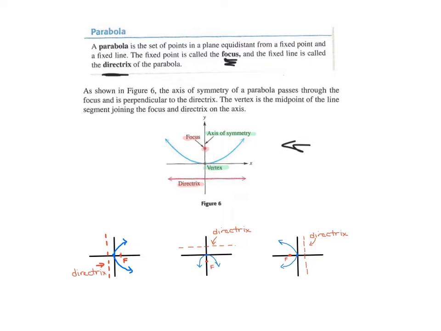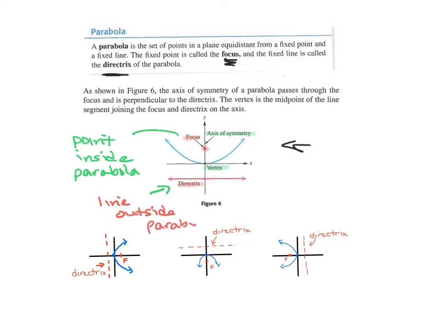So again, the focus point is going to be a point that is inside our parabola. So it's inside our U-shape or our upside down U-shape or inside the C. This directrix is going to be a line that's outside the parabola. So it's sort of on the back side of it. Our focus point is going to be an ordered pair. We're going to learn how to calculate a p-value, and the focus point will always be (0, p).